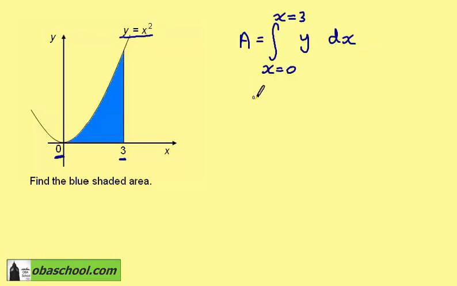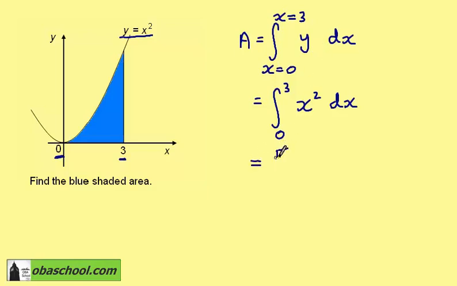Since the curve is y equals x squared, we can replace the y with x squared, and note now that the limits don't have an x equals as they did here, because we now have a function of x, but they must say x equals when we have a function of y inside the integral sign.